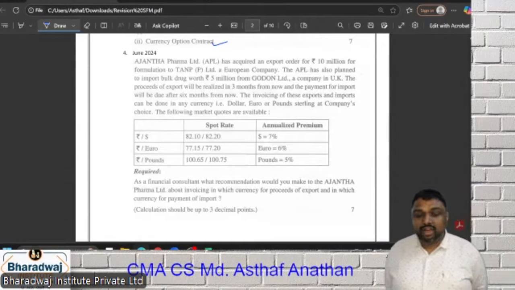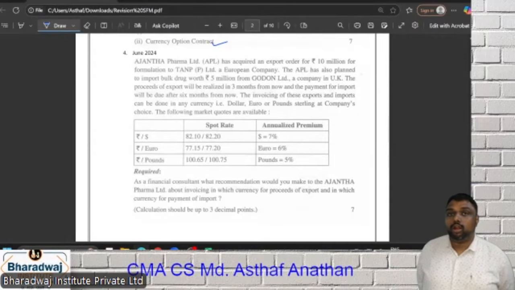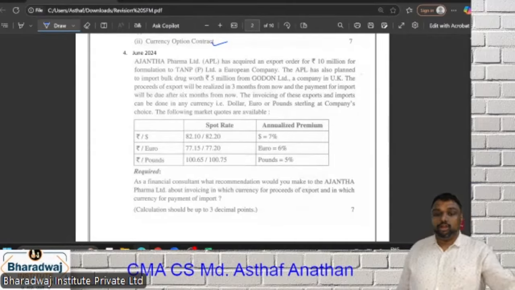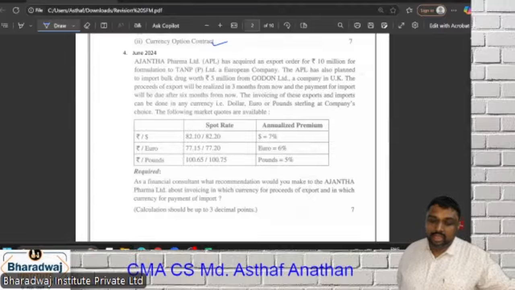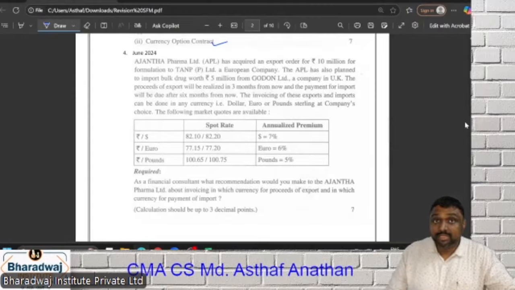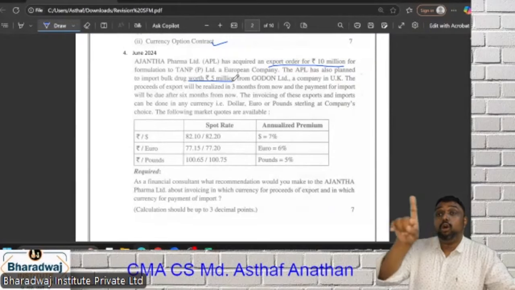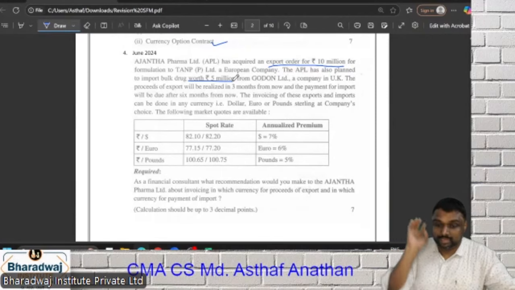Now Ajanta Pharma Limited has acquired an export order for 10 million for formulation from Tanpi Private Limited, a European company. APL has planned to import bulk drug worth rupees 5 million from Goodgone Limited, a company in the UK. See, the point is it has acquired an export order for 10 million and also planned to import 5 million. Both are in rupees, that is your home currency value. The export is to a European company. The proceeds are to be realized after 3 months and payment after 6 months.